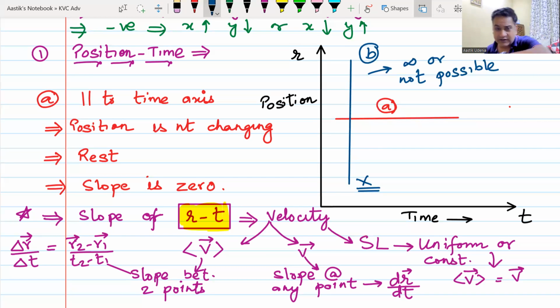So we have seen one graph of zero slope, which is definitely possible if the particle is not moving. We have seen one graph of infinite slope, which is definitely not possible because at one time the particle cannot be present everywhere. Yes or no? Do we understand this? Please raise your hand so that I am in no doubt that you have understood this.